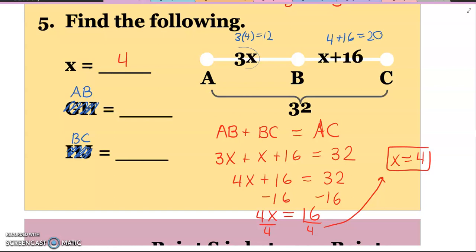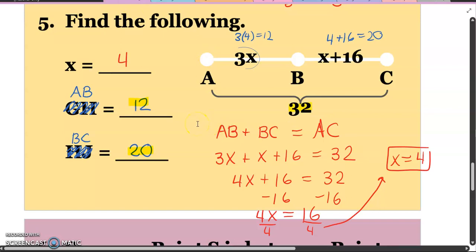Then solving it, we get x equals 4. And as you can see up in blue, I did my substitutions. So AB, the typo, should be 12. And then BC is going to be 20. And just in case you wanted to check if this was right, remember that 12 plus 20 does equal 32, so that would confirm our suspicions on that.